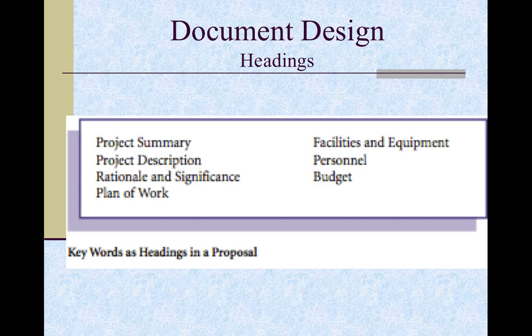Here are headings that are common in proposals. They're key words, and if you're writing a proposal for your final project, you should take into account that you might want to use these kinds of headings: project summary, project description, rationale and significance, plan of work, facilities and environment, personnel and budget. These are all key words commonly used in a proposal.